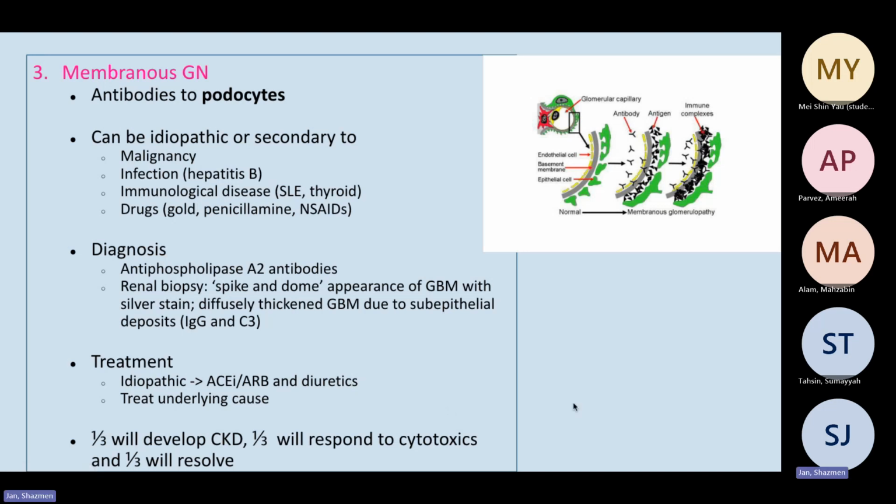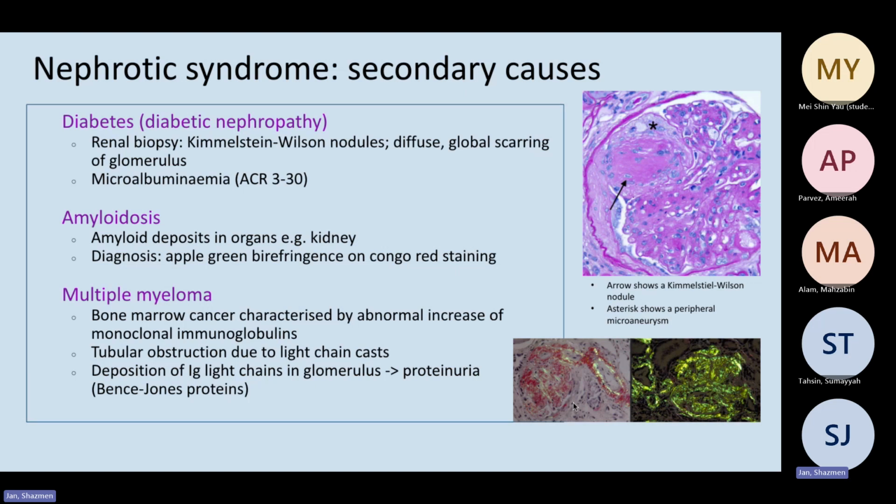Okay, if we now move on to secondary causes of nephrotic syndrome, there are three main types. Firstly, diabetes. We know that diabetes can have microvascular manifestations. In the kidney, it's known as diabetic nephropathy. And classically, on a renal biopsy, you will see these Kimmelstiel-Wilson nodules, which are shown here.